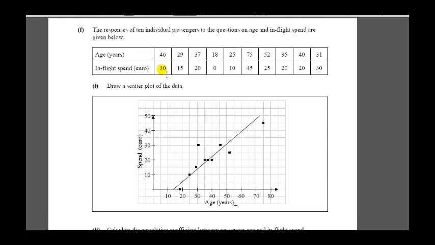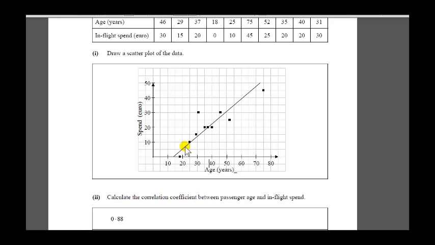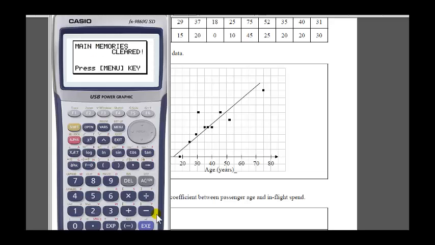Here we have a table showing the responses of in-flight spend for 10 passengers, and we have the ages of each of those 10 passengers. Now we can see from the scatter plot that as age increases, in-flight spend appears to increase. Now we want the strength of the linear relationship between the variables spend and age, and to do that we calculate a correlation coefficient between the two variables.